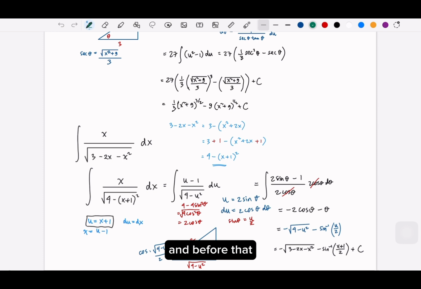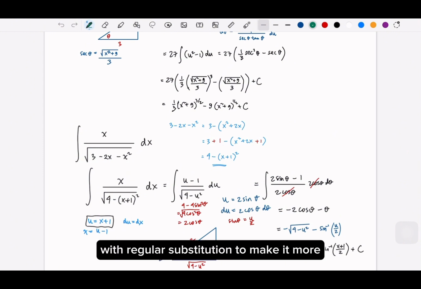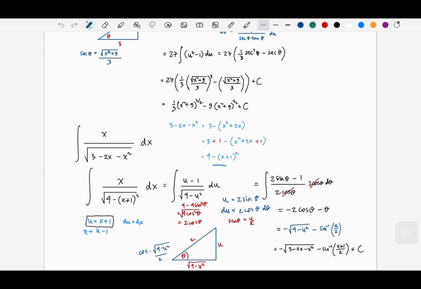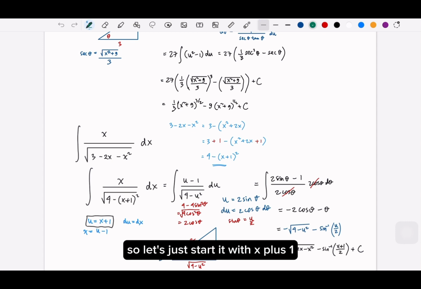And before that, since we are still in the x plus 1, maybe we need to substitute first with a regular substitution to make it more clear and make it something similar to this, right? Variable, perfect variable, and constant. So since we have this x plus 1, we can substitute first with, let's say, u. So let me write here. Let's just substitute with x plus 1.